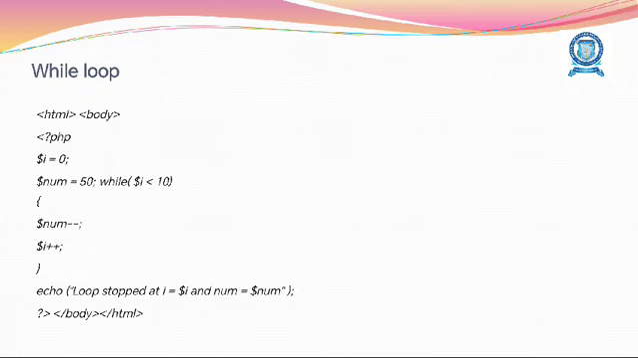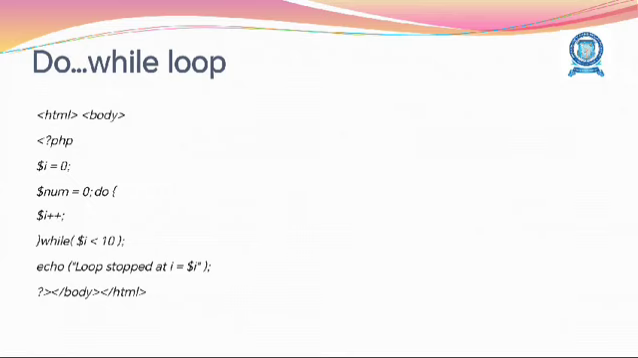While loop. Here we are using the variable i equal to 0 and num equal to 50. Then we use the while loop syntax. While i less than 10, this condition only we are checking here. If that is true, it will execute the remaining block, that is num minus minus as well as i plus plus. So the num value will be reduced. For each and every execution it will check the condition, and the num value, which is 50 here, will be reduced again and again. At the same time, the i value will be increased.